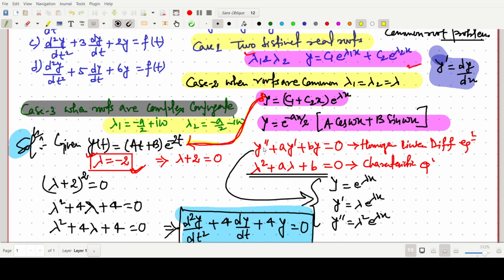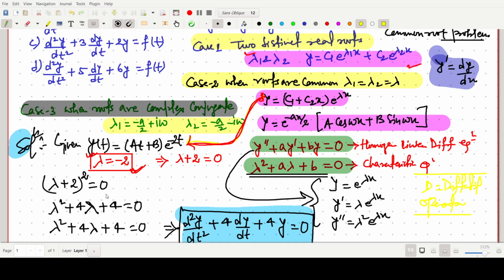This one is important. This is the second order homogeneous linear differential equation. So the characteristic equation is like this, or sometimes it can also be written in terms of the differential operator D. So this is the way to solve this one.